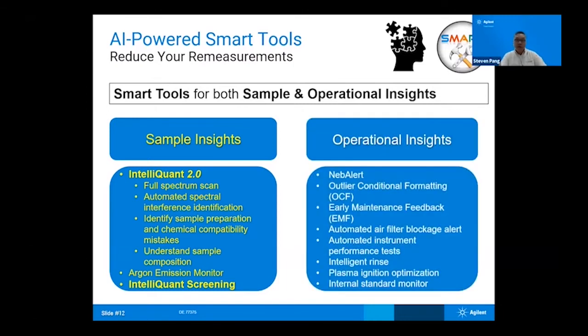In terms of smart tools for operational insights, these are things like NAP alert that alerts you when your nebulizer is clogging. Not that it's fully clogged, but it's starting to clog. So when the back pressure increases, it will send you an alert. We also have smart tools that allow you to conditionally format your results and to flag them, all right? And we have the early maintenance feedback that will pop up and tell you when you need to do a certain maintenance. We even have an automated air filter blockage.